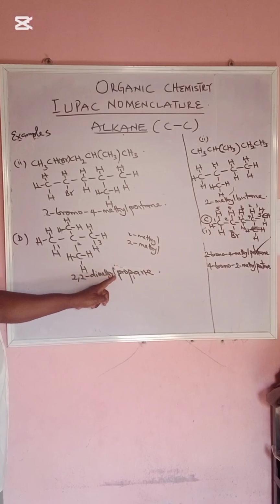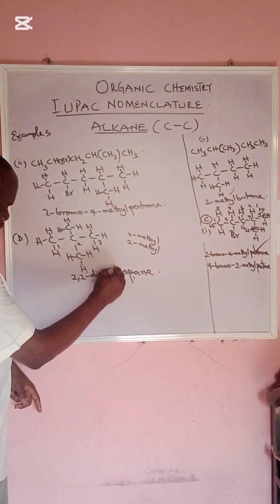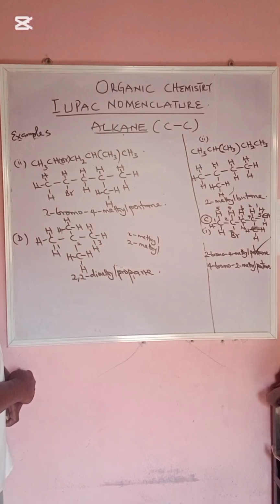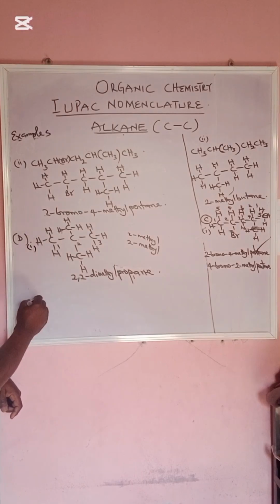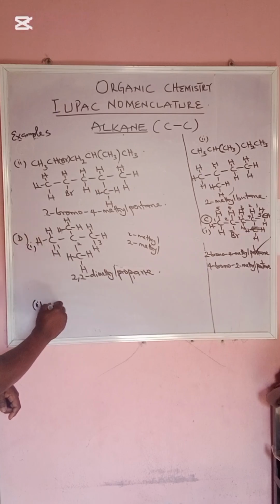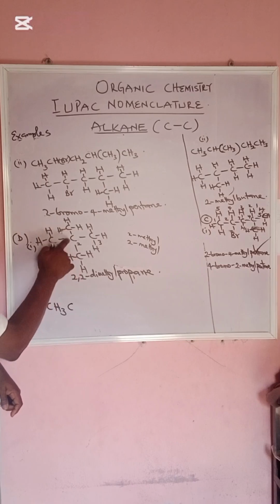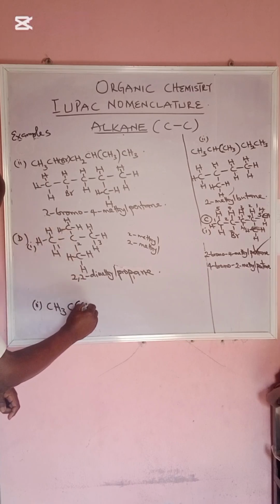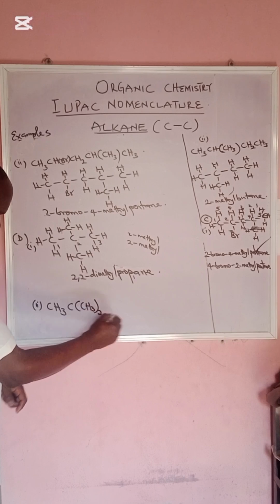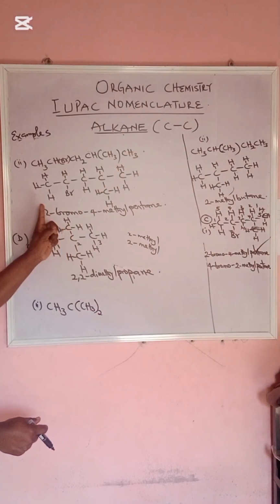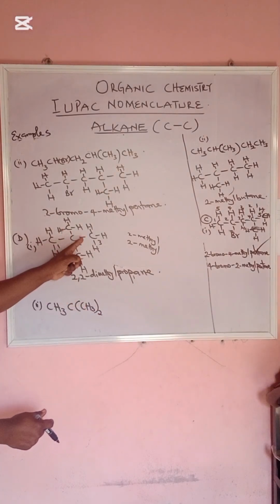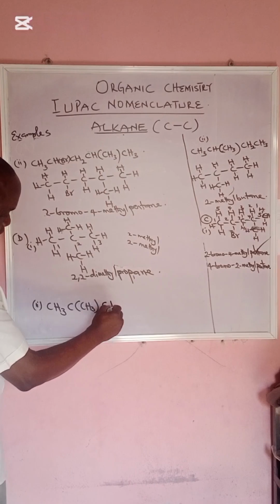That is 2,2. Now I will call it 1. What if you are given the molecular formula? You are given CH3, you have C. You can see we have 2 alkyl groups attached to the carbon. So you say CH3, then bracket 2, CH3 attached, another CH3 attached. Then you continue, you have CH3. So if you are given to draw this structure and name it, remember it will be CH3.